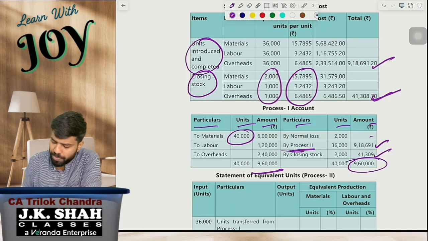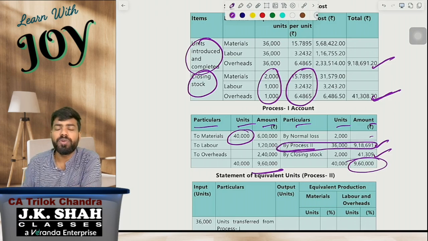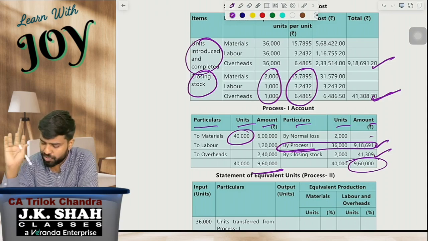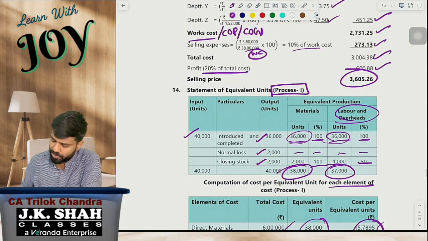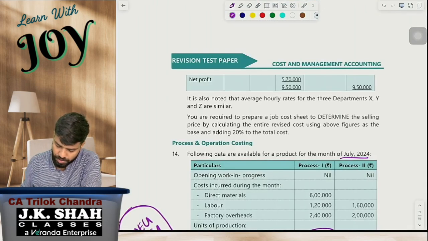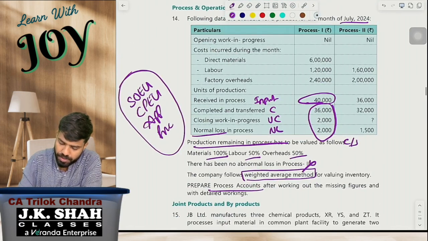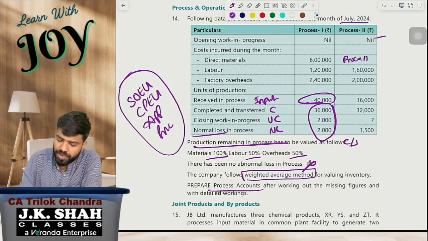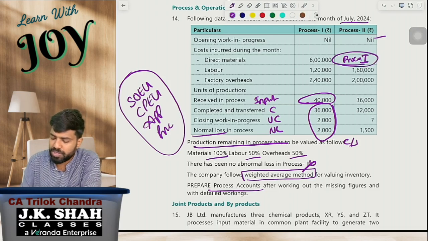Now, whatever we wrote here for process 2 will be considered for the process 2 preparation. How many units transferred to process 2? 36,000 units. Look at the question. Opening work in progress 0. Cost incurred during the month: direct material 0, because from process 1 we transfer the cost to process 2. Here we get the process 1 cost.